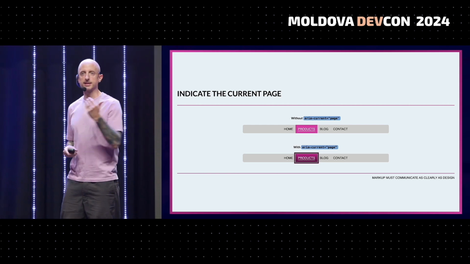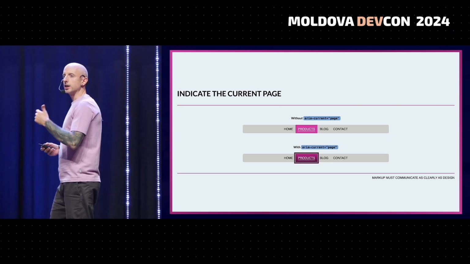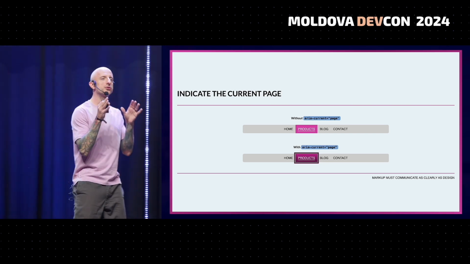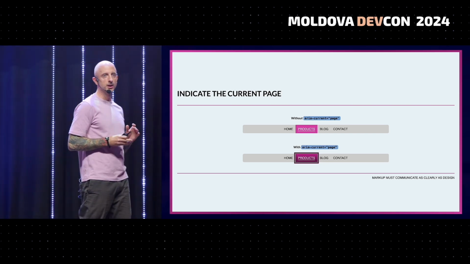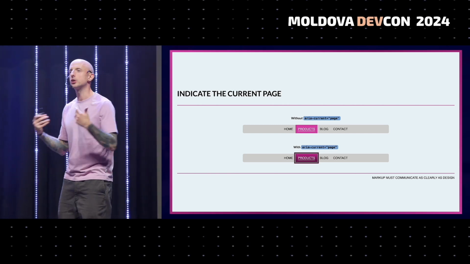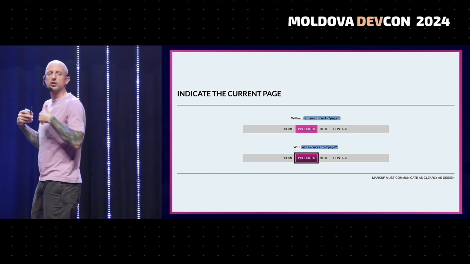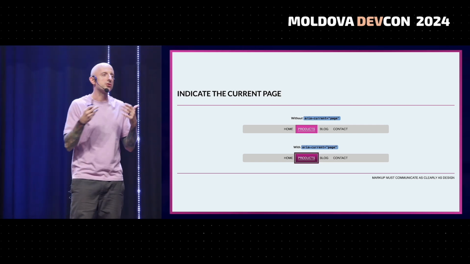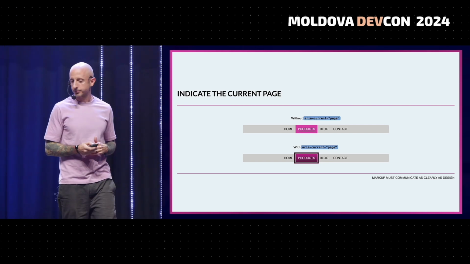Now again, you close your eyes, you listen to that demo, you understand the context of where you are in that second example, because we're writing markup that communicates just as clearly as our design. We want to make sure we're communicating in layers, that we're writing markup that is just as communicable and explicit as our design as well.